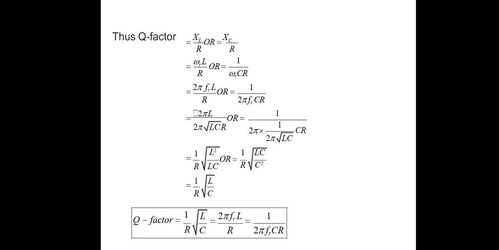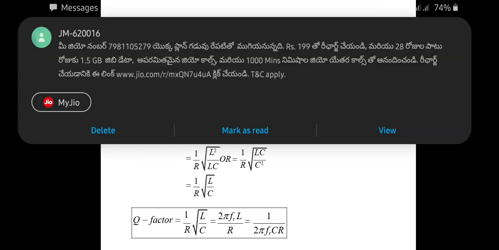Again, this is 2 pi L by, what is actually 1 by 2 pi root LC, which is called the FR. Therefore 2 pi gets cancelled, and again what you get is 1 by R into L, 1 by R into root over L by C. So you got 1 by R into root over L by C.